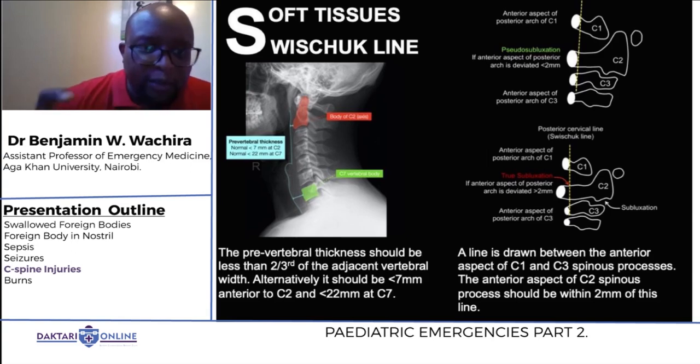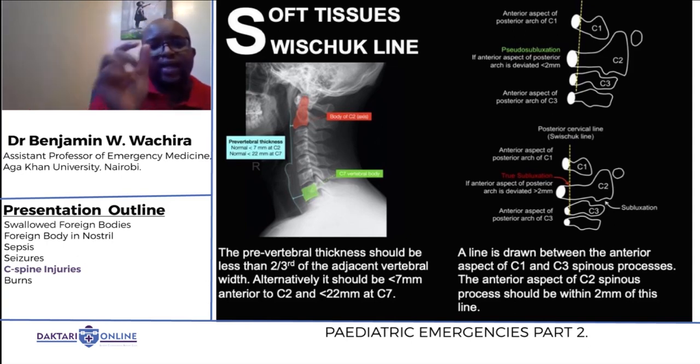So that soft tissue line ideally should be less than 7 millimeters at C2, okay? So that's around C2, and less than 22 millimeters at the level of C7, okay? Normally we'd say the width of the vertebra at C7, and less than 7 millimeters at C2.